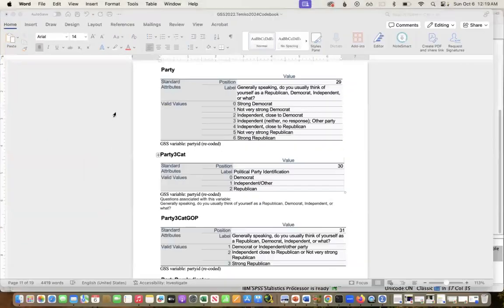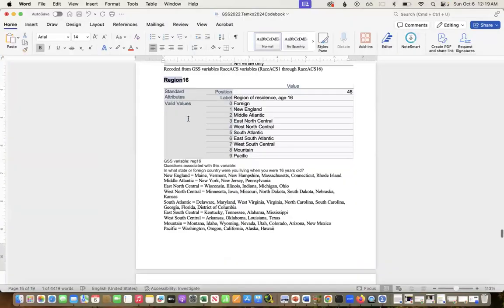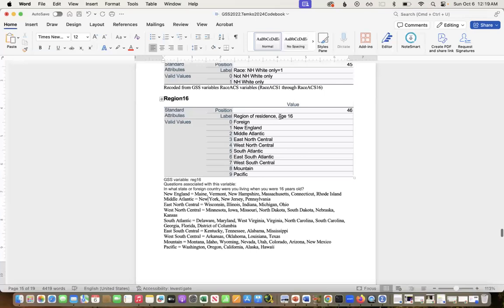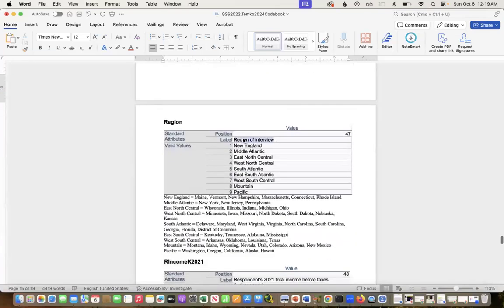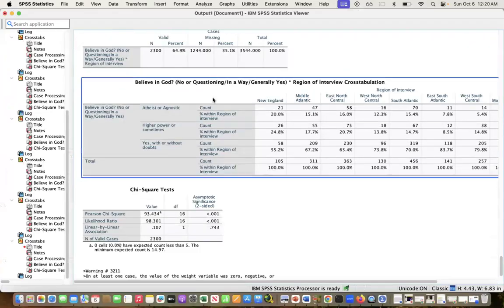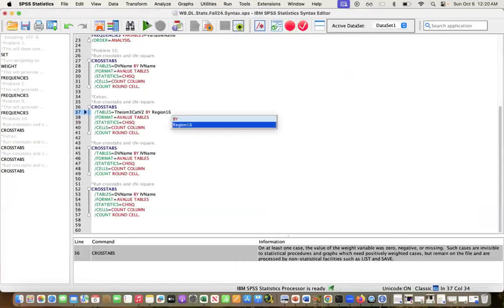So region. If I go back to my code book, I have this region 16. So these are more categories I might want to use. Let's see: region of residence at age 16 versus region of interview, where they live now. So I could use where they were growing up or where they are right now. Let's just use where they are now. Okay, so I'm going to change this to region. We could look at both actually, and 16.